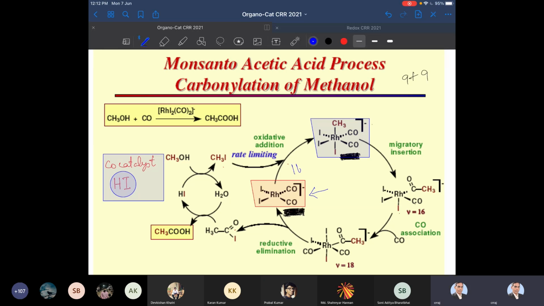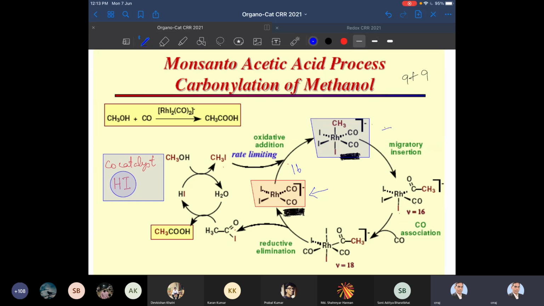It is a 16 electron complex. I don't have time to show you. Sorry, I'm mistaken there. Iodine is giving 1 electron; I counted that as 2. Halides give 1 electron, carbonyls give 2 electrons. You have a 1 negative charge, and the central metal rhodium valence electron count is 9. So it will be totally 16.